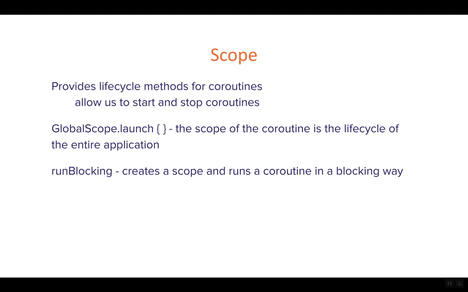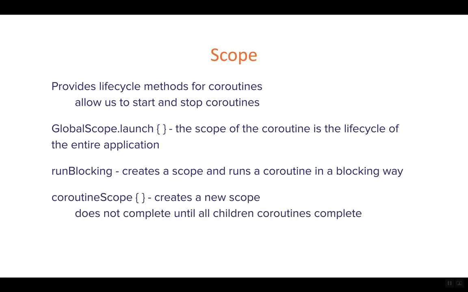Next up, we have run blocking, which we've seen in our code. Basically, this creates a scope and runs a coroutine in a blocking way, which means wherever the program is at that time, it will block and wait for that coroutine to finish.